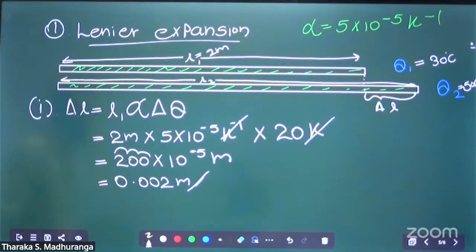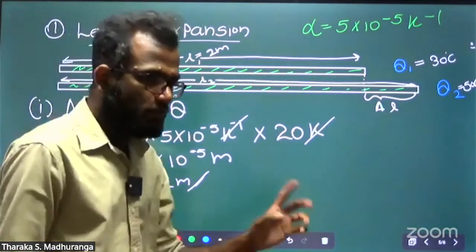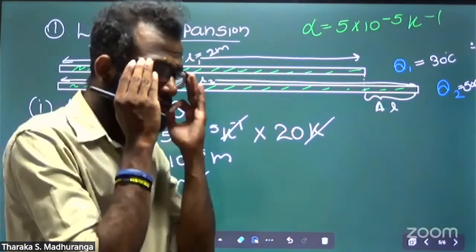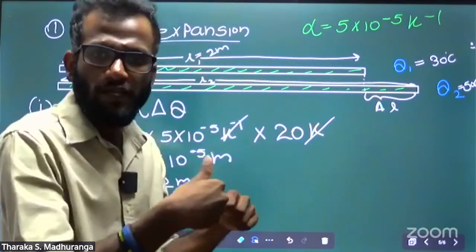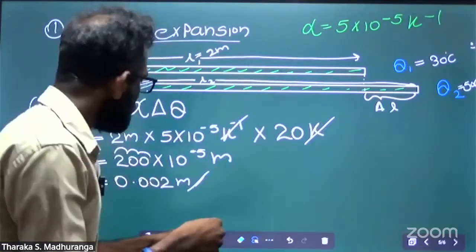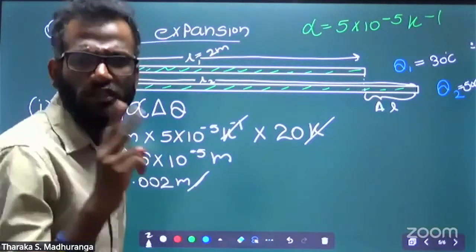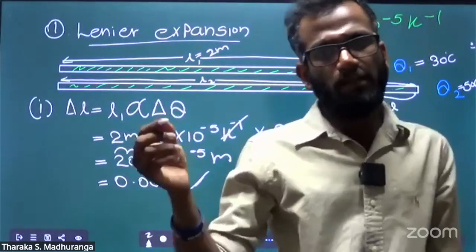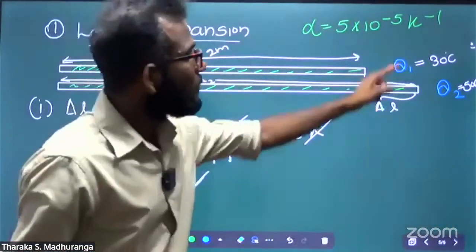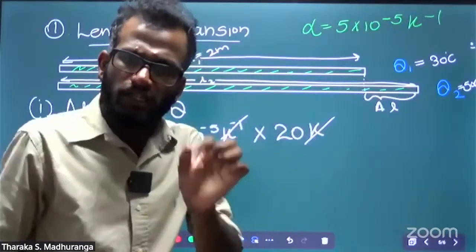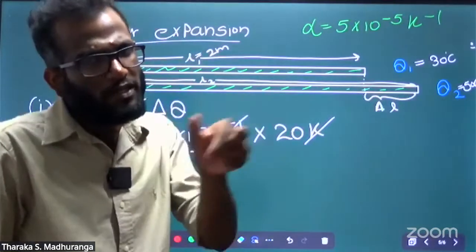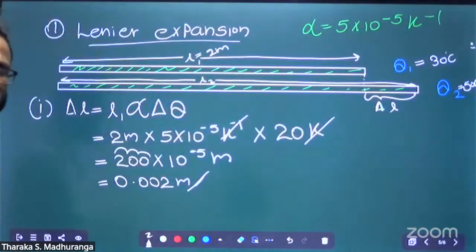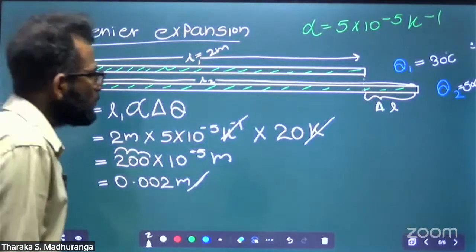0.002 meter is in the standard unit. If you can't imagine the size, you can convert into centimeter: 0.2 centimeter, or only 2 millimeter, is the increase when the temperature increases up to 50 Celsius. You can imagine it is a very small value. That's the actual thermal expansion.